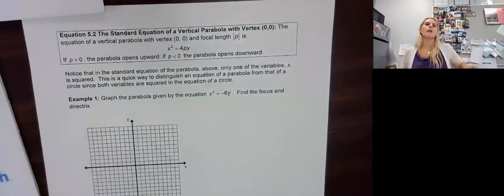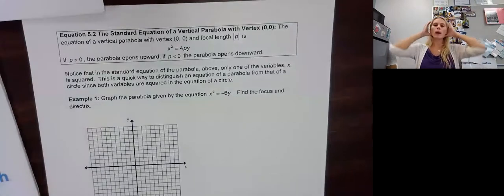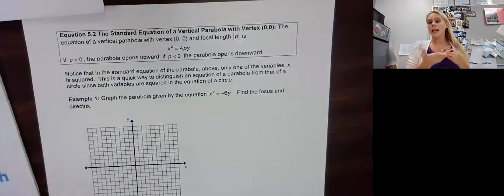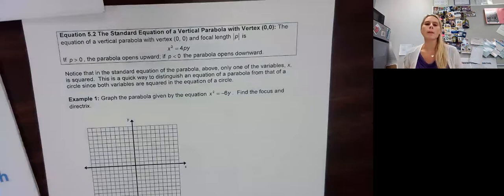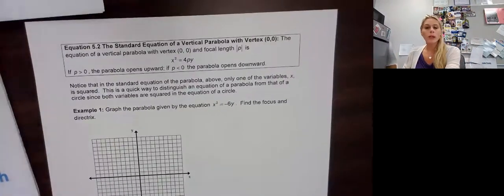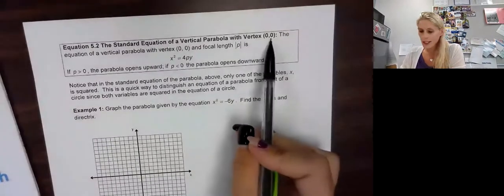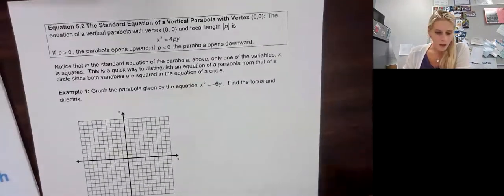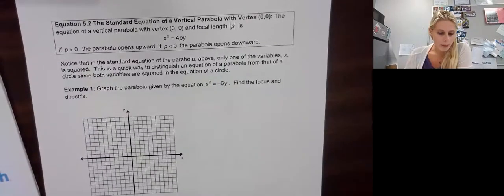Okay? Notice that in the standard equation of a parabola above, only one of the variables, x, is squared. I pointed it out. This is a quick way to distinguish an equation of a parabola from that of a circle. Because remember, the circle, what we learned last time, was that the x and y were squared. All right, so also keep in mind right now we are doing examples where the vertex is 0, 0. Okay. All right. Example 1, graph the parabola given by the equation x squared equals negative 6y. Find the focus and the directrix.